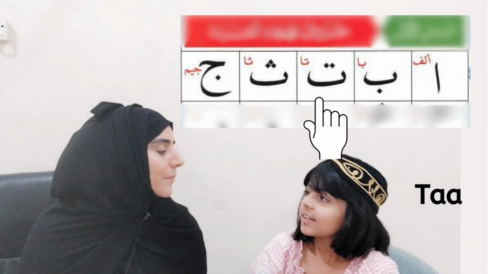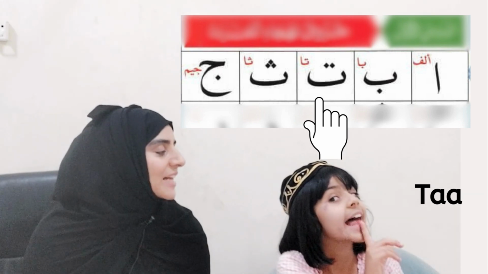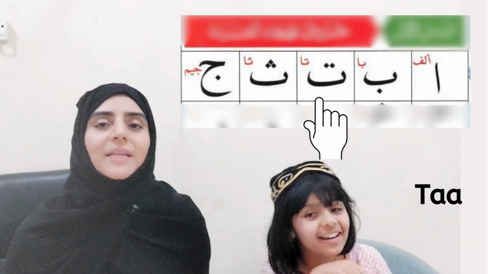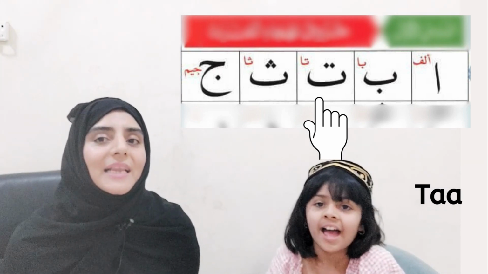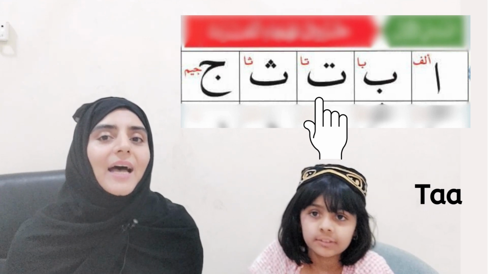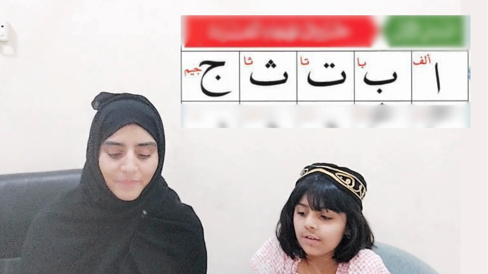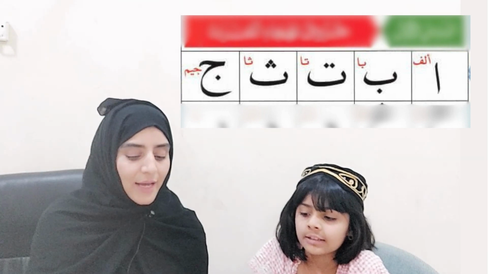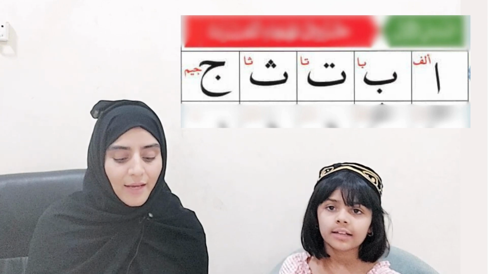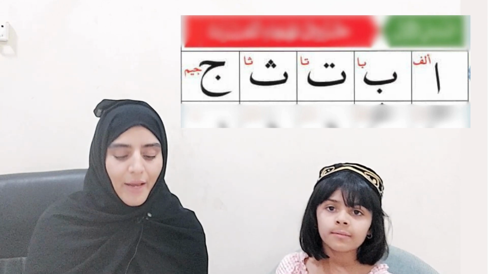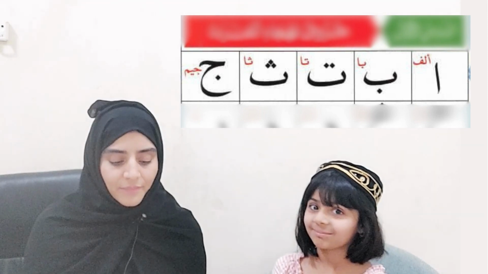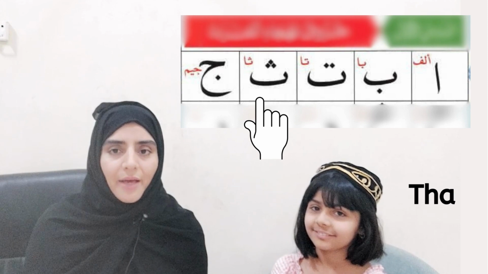Give me a demo. Ta. Ta. The tongue is touching here, the tip of it. Ta. Ta. Alif. Alif. Ba. Ba. Ta. Ta. Alif. Alif. Ba. Ba. Ta. Ta. Now the fourth letter we have is tha.